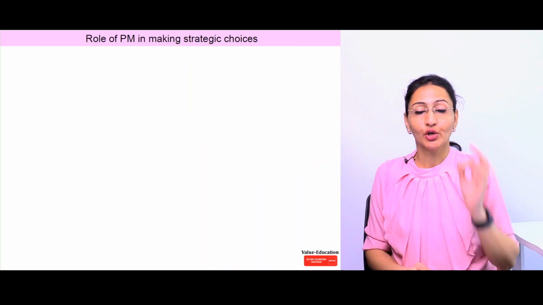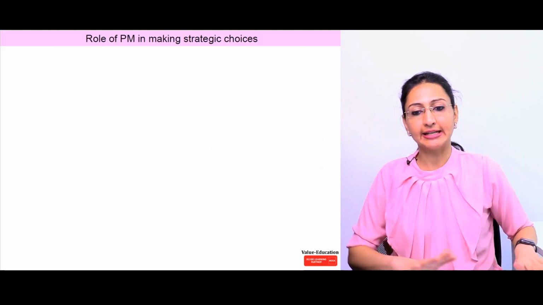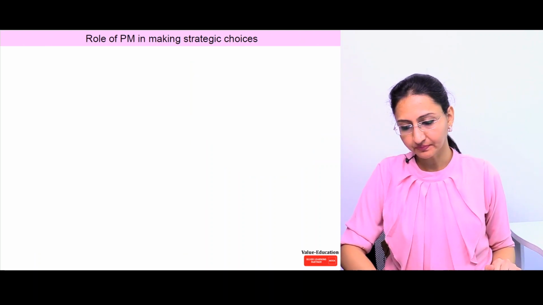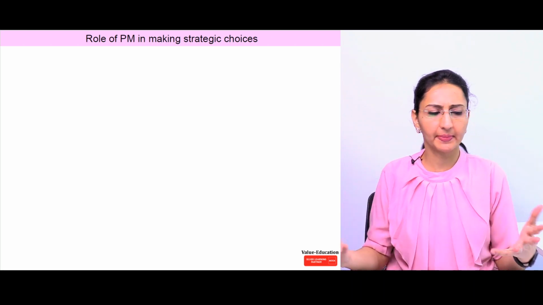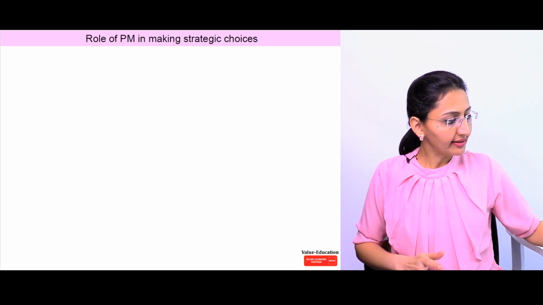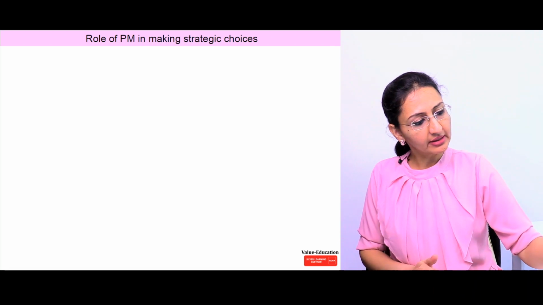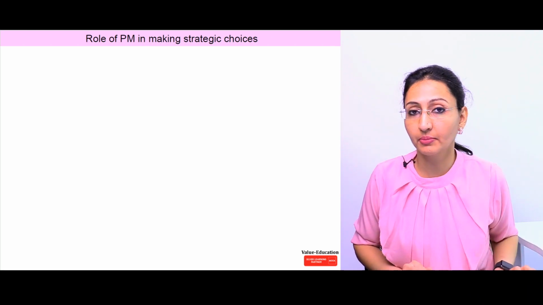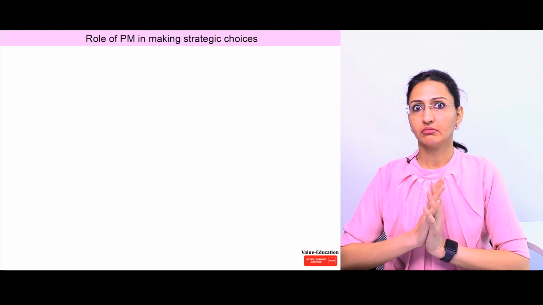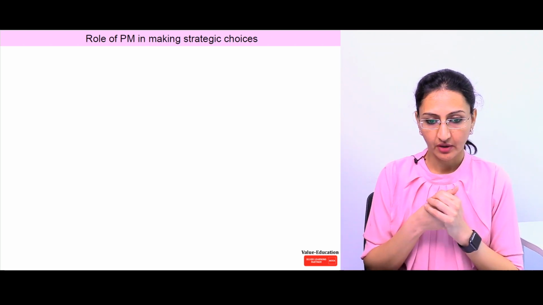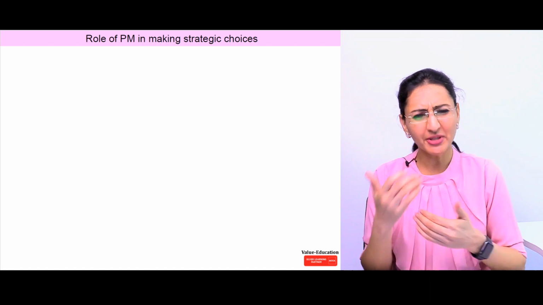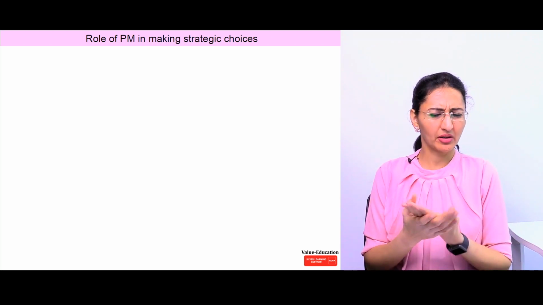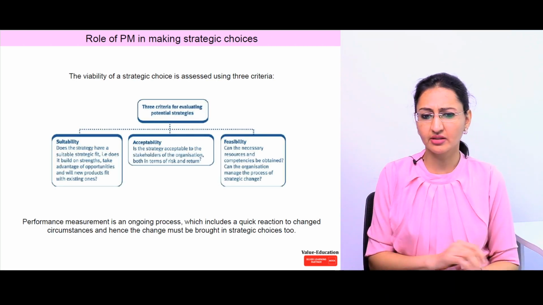Now let's come to the role of performance management in making strategic choices. We are talking about strategic planning. We are saying that strategic planning has to be a three phase process of planning good strategies. How is performance management going to play a role in this? Now let's just see what this role is.